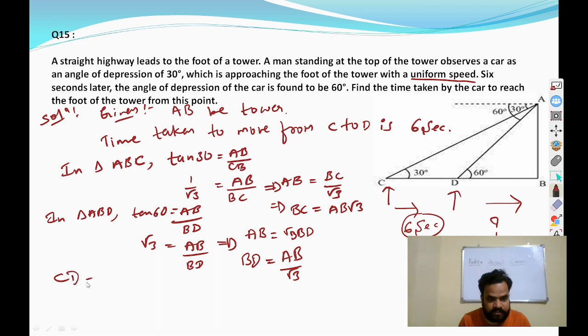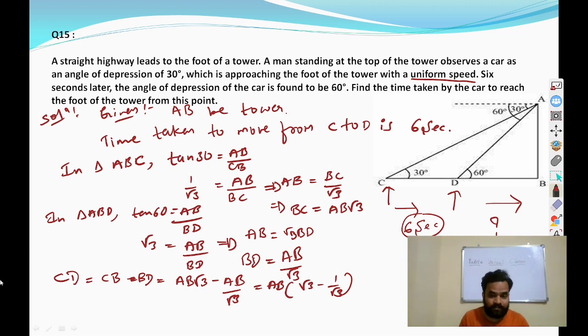Now I will take CD. CD is the distance which can be written as BC minus BD. BC is AB root 3, minus BD, which is AB by root 3. If I take AB common, remaining is root 3 minus 1 by root 3. Why am I doing this? Because we know the time taken to cover the distance from C to D is 6 seconds. We need to calculate how much that distance is. That's why I am finding CD.